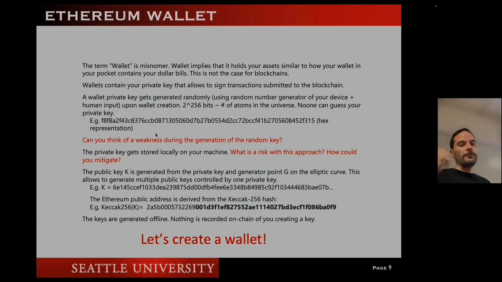The public key is generated from the private key, and a generator point G on the elliptic curve is picked. And so what that allows you to do is also to generate multiple public addresses from the same private key. And we'll see how that looks like. So you have a private key, it picks a point G on the elliptic curve and then hashes that. It's a Keccak-256 hash, and then it uses kind of the last 20 bytes as shown here as your address.